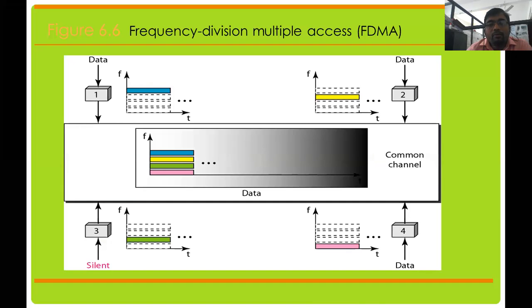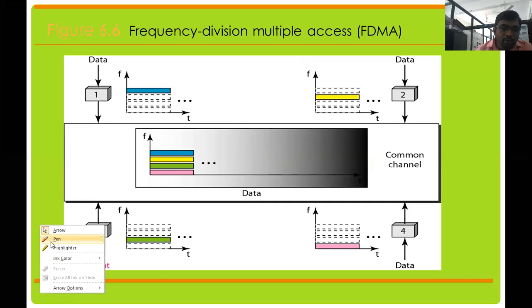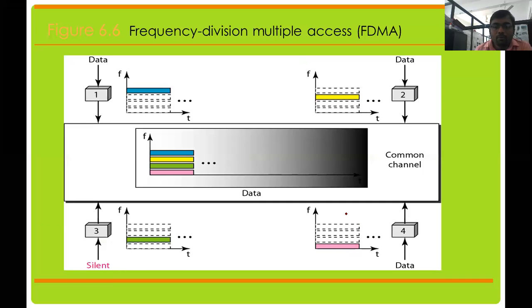So if you have to see FDMA, this is the diagram that shows the FDMA technique. Here you can see there are 4 stations used, and each station has separate data. Please note in the diagram that they are marked 1, 2, 3 and 4, and they transmit their signal or information in different bands of frequencies.